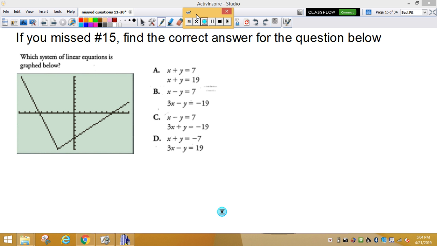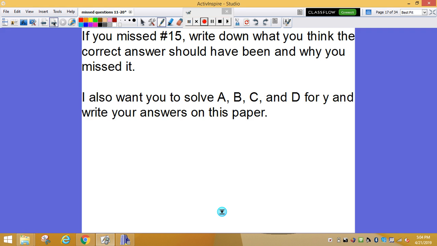Okay, and that's why there's only one, because it could be a lot of work, or it could be A. I'm not sure, honestly, but you just have one question. So pause it, show me how you solve for Y, graph them, see which one's right. If you missed number 15, write down what you think the correct answer should have been and why you missed it. And then we're going to ignore this part because I just told you you can just stop as soon as you find the answer. But I do want to see the steps that you did to solve for Y on the ones that you have to do.